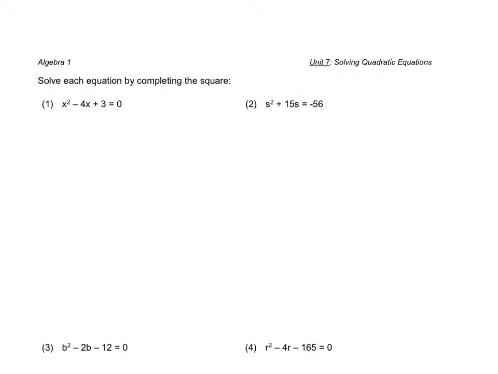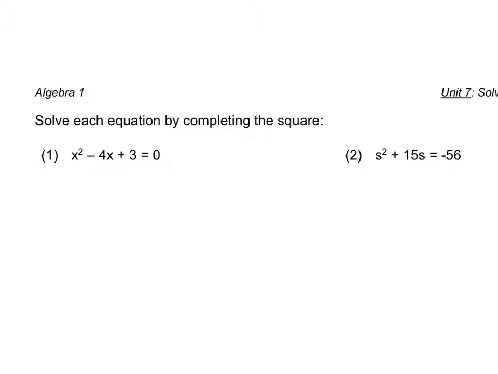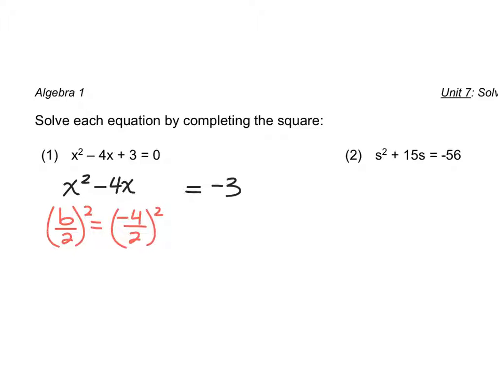What's my first move in number 1? Subtract the 3 from both sides. Like to leave a little gap. Leave the gap. So we're going to compute b over 2 squared, which in this case would be negative 4 over 2 squared, which would be what? I think I heard someone say it already. 4. So we're going to chuck a positive 4 into the gap, but if you add it to one side, you have to add it to the other.